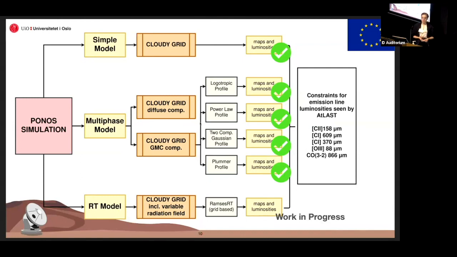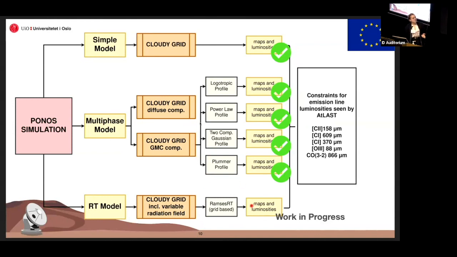And then the third model is the RT model, which I'm working on with Davide and which is still a work in progress, where we do radiative transfer, take the radiation fields of all the particles, again apply a Cloudy grid, and then see what comes out.